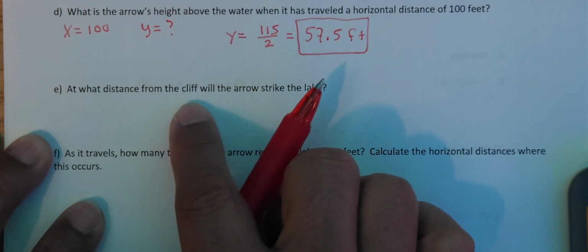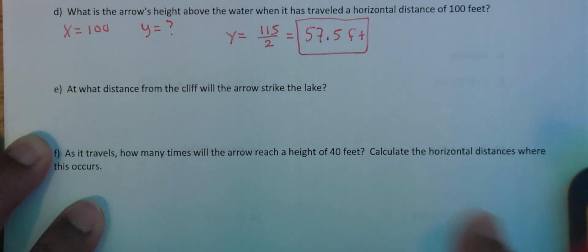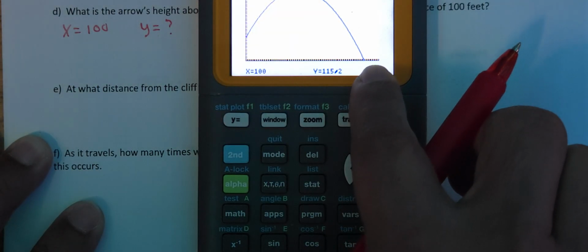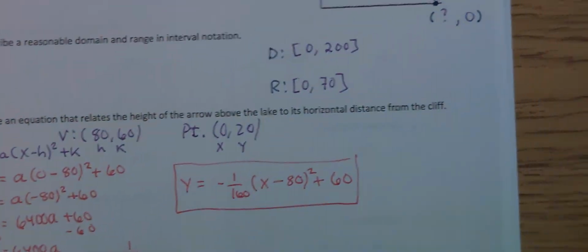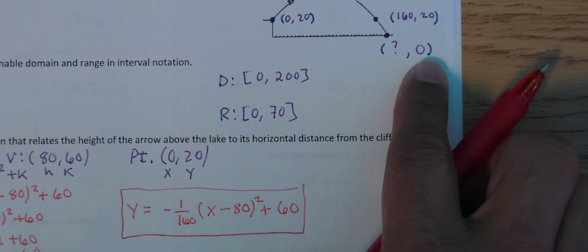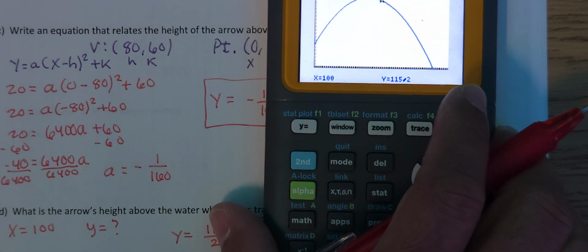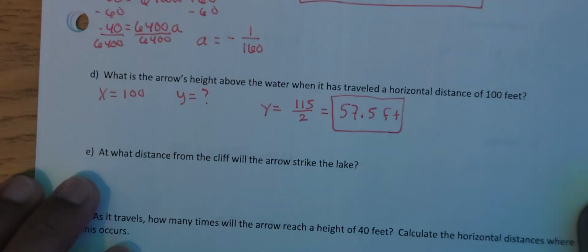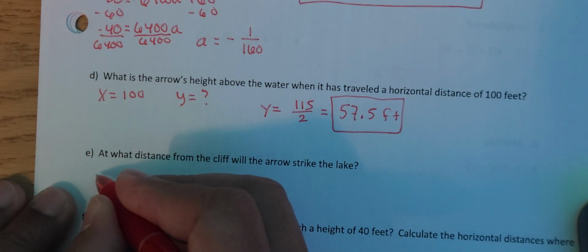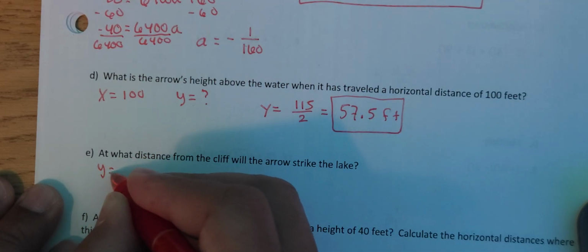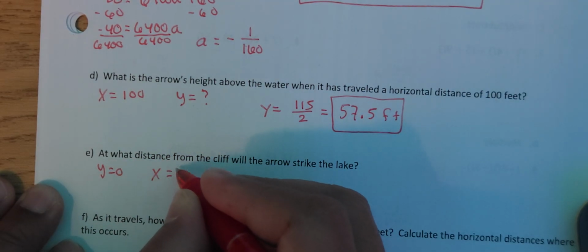At what distance from the cliff will the arrow strike the lake? So this is why we made the window to include this point. We don't know what x is equal to, but we know y is 0. I can use a calculator for this. What this is asking is, what distance? We know y is going to be equal to 0. The question is, what is x equal to?